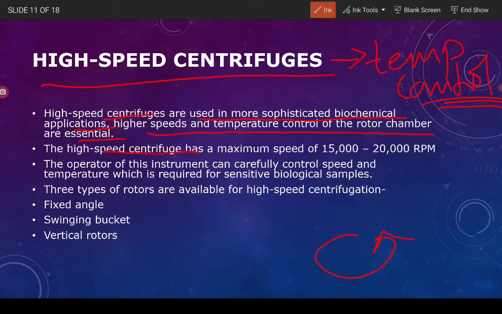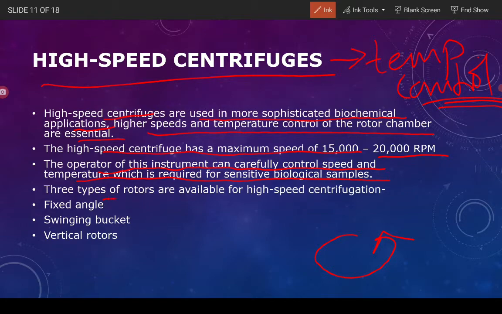Now the high speed centrifuge has a maximum speed of 15,000 to 20,000 rpm. When in low speed we saw it is 4,000 to 5,000 rpm. The high speed has a maximum speed of 15,000 to 20,000 rpm. The operator of this instrument can carefully control speed and temperature, which is required for sensitive biological samples.